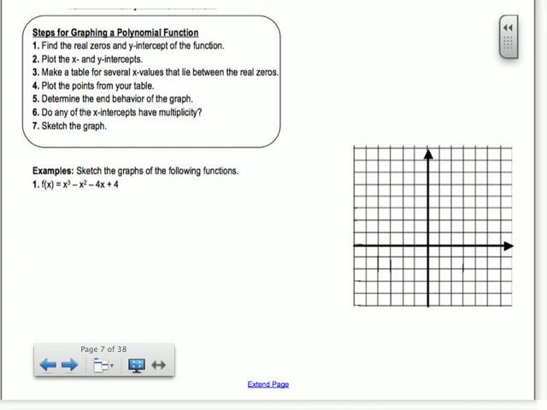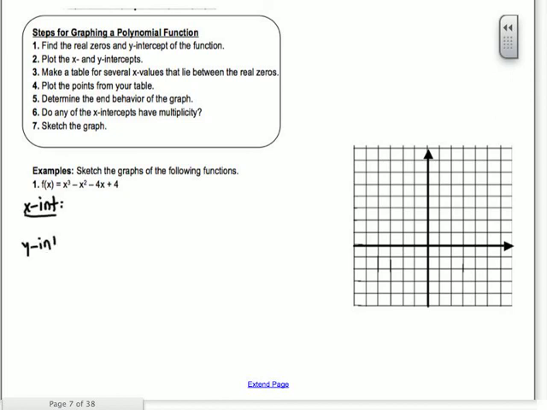Okay, so let's find the zeros and the y-intercept. The y-intercept's the one that's real easy. You just plug in 0 for x. So it'd be y equals 0 cubed minus 0 squared minus 4 times 0 plus 4. It's always that last number. So at 4, 1, 2, 3, 4, I'm going to cross the y-axis.